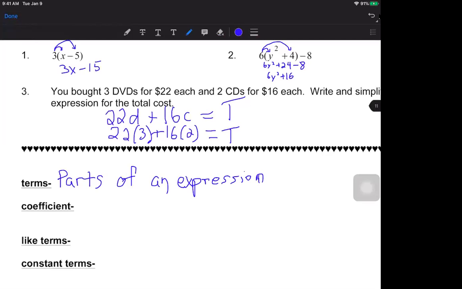A coefficient is going to be what's in front of a variable. And the proper definition would be the number in front of a variable. Keep it easy. I like it.